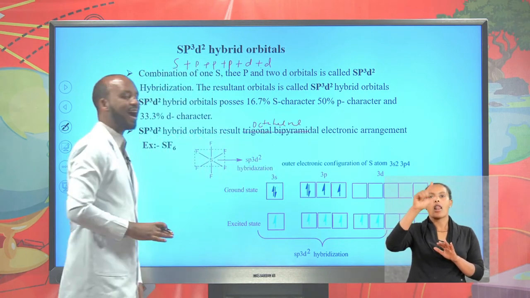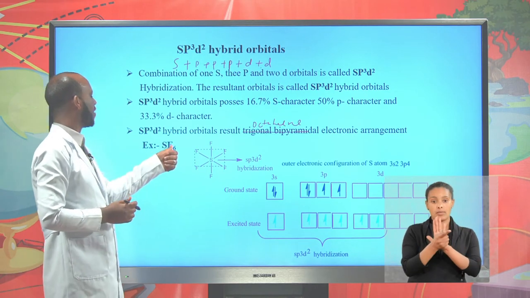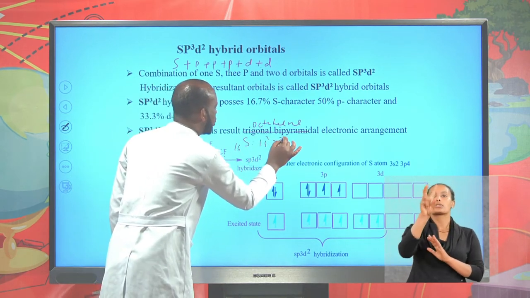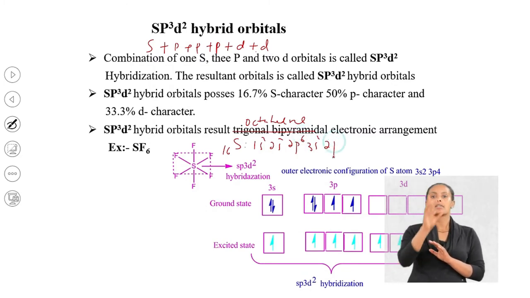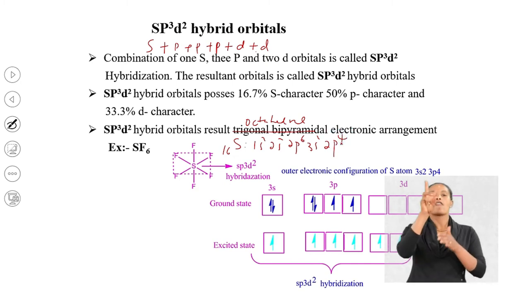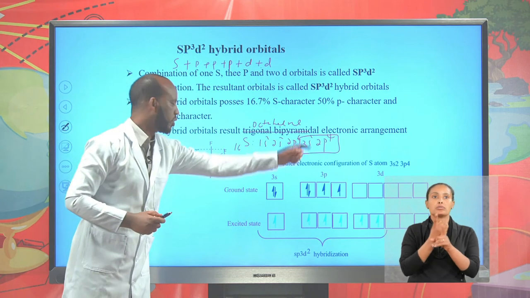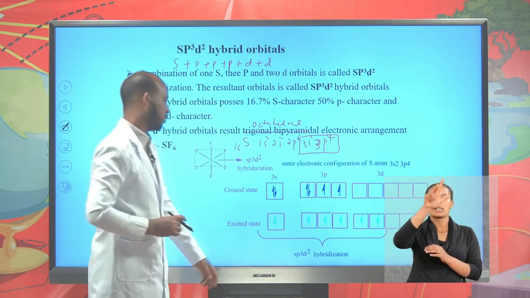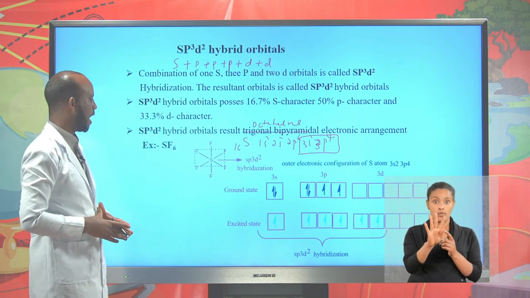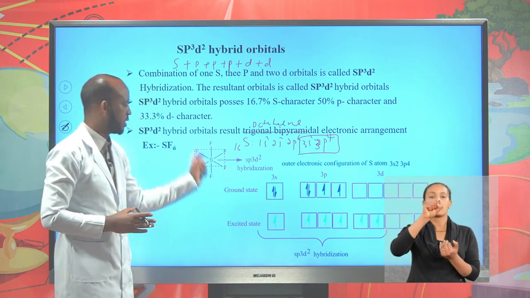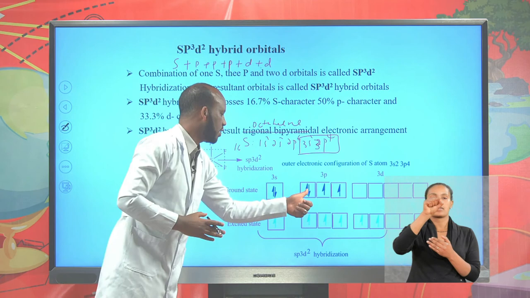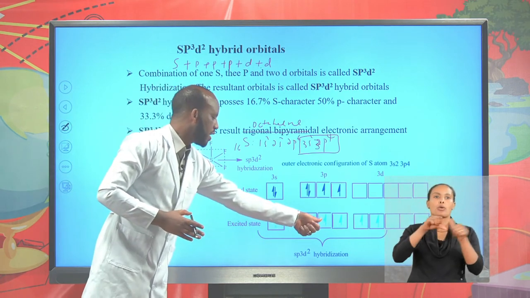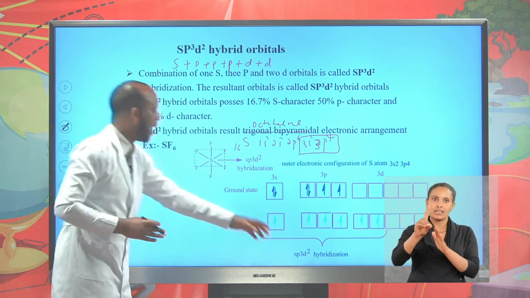sp3d2 hybrid orbitals result in octahedral electronic arrangement. For example, SF6. Sulfur, its atomic number is 16, electronic configuration 1s2, 2s2, 2p6, 3s2, 3p4. You see? Valence electrons are involved in bond formation. Now the ground state electronic configuration of sulfur is 3s2, 3p4. In the excited state, one of these electrons is promoted to this vacant orbital, and again another is promoted to this vacant orbital.